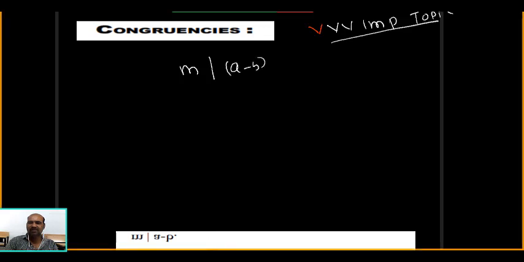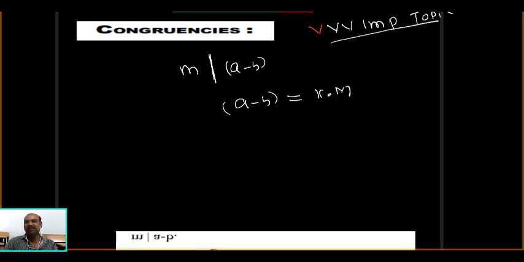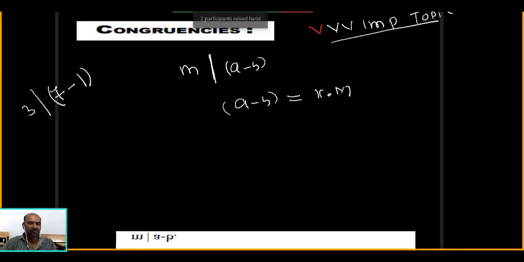What is the meaning of that? A minus B is divisible by M, or M is a factor of A minus B, or A minus B is a multiple of M. When this happens, A minus B should be equal to some integer times M. Then you can say that M divides A minus B, or A minus B is divisible by M, or M is a factor of A minus B, or A minus B is a multiple of M. I will give some examples. 3 divides 7 minus 1, a true statement. 2 divides 17 minus 5, a true statement.